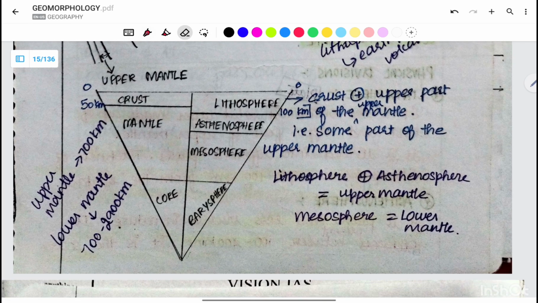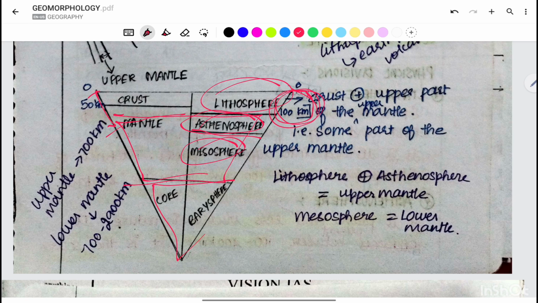Now we have the crust, right? The crust and then the uppermost portion of the upper mantle is what we call the lithosphere. The crust is approximately 50 kilometer, whereas the lithosphere is 100 kilometer. Asthenosphere until mesosphere is what we have as the mantle. Core is barysphere. This is the chemical and this is the physical division: lithosphere, asthenosphere, mesosphere, barysphere.